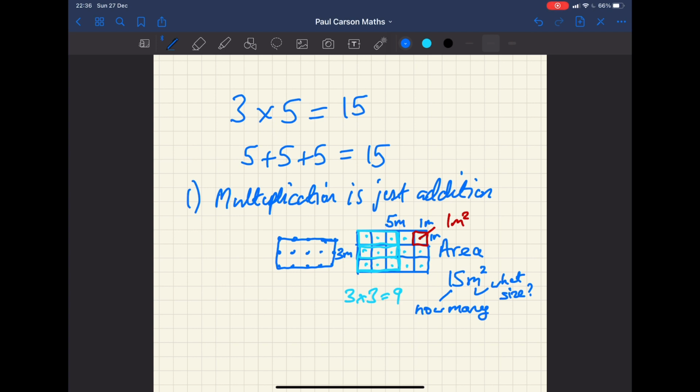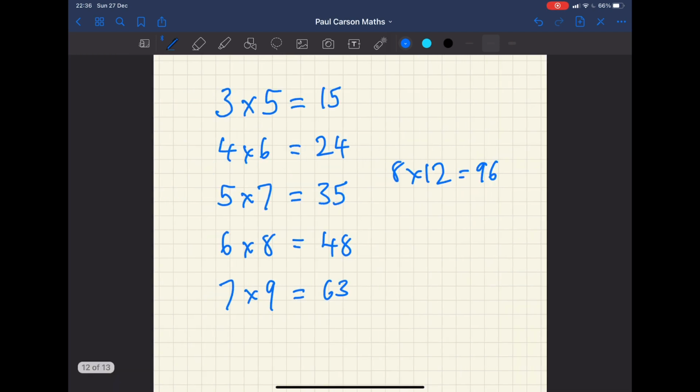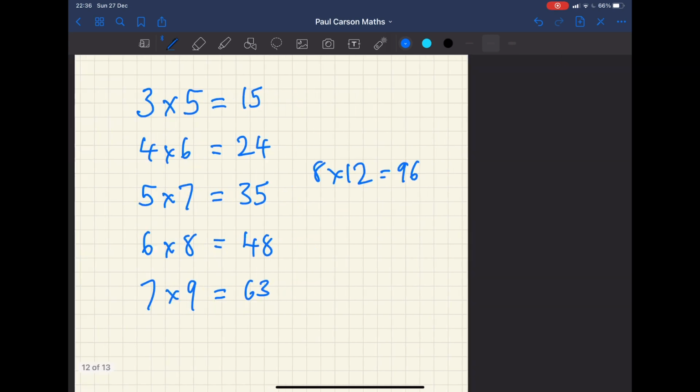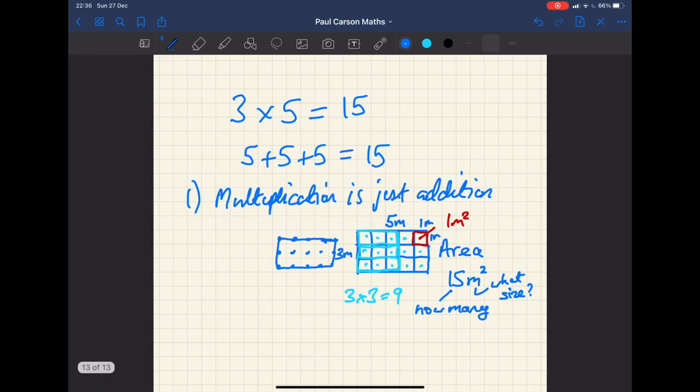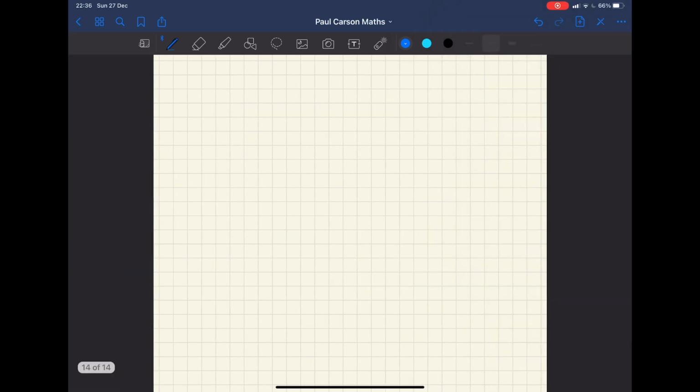Now, if you cast your mind back to 8 times 12 is 96, have a think about how you calculated it. Did you know it, or did you have to figure it out? Pause there for a second and think about that. What a lot of people do is break up the 12 into 10 and 2, then multiply the 8 by the 10, which gives 80, and the 8 by the 2, which gives 16. So in total that adds up to 96.